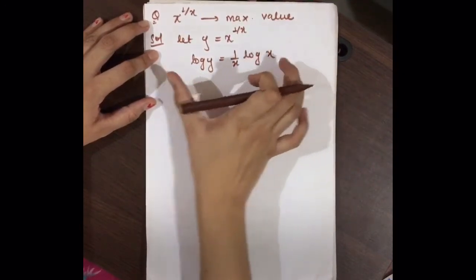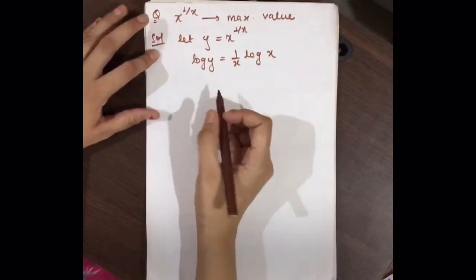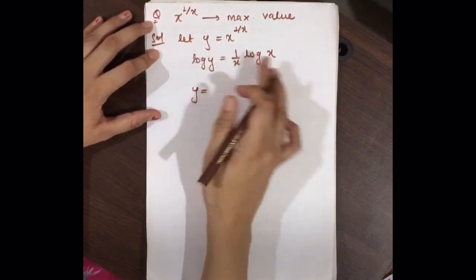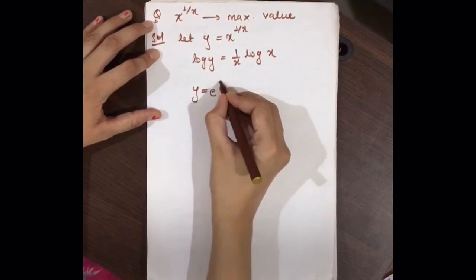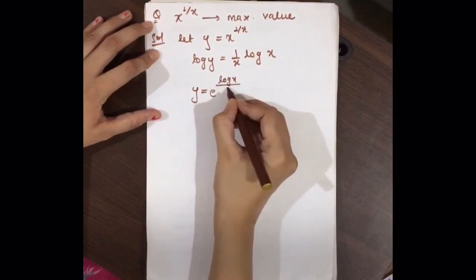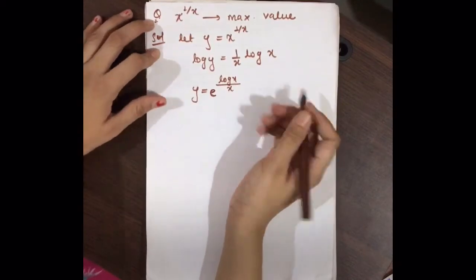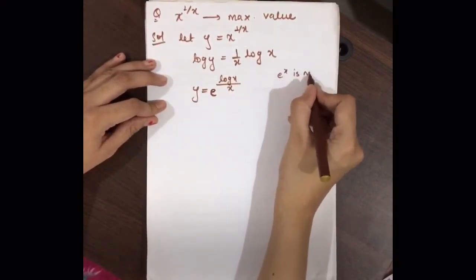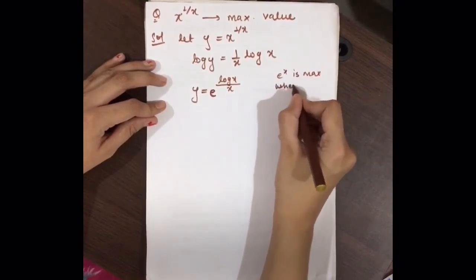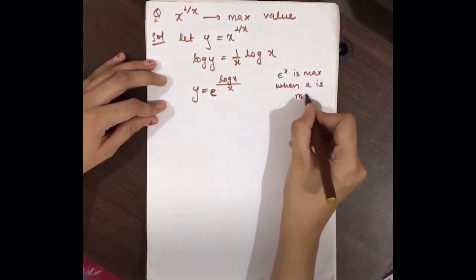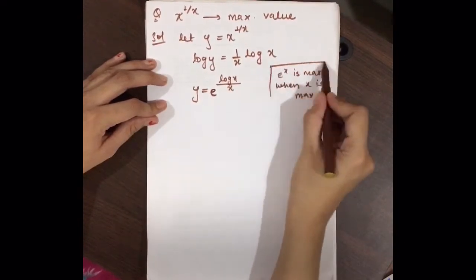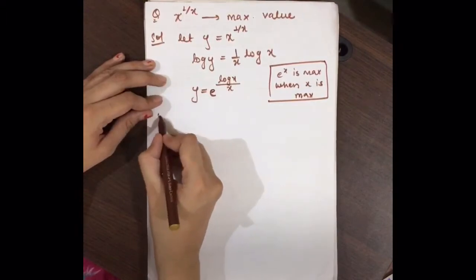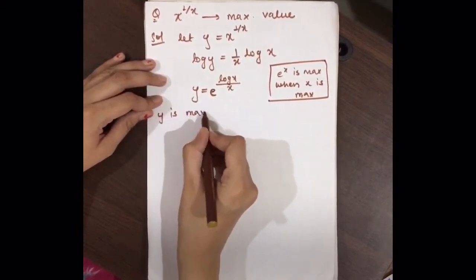And now we will transfer this log term to the right hand side. So y will be equal to e to the power log x upon x. Now our f(x) has become e to the power log x upon x. Now we know that e to the power x is maximum when x is maximum, right? So our new function will be log x upon x. So we need to consider only log x upon x.